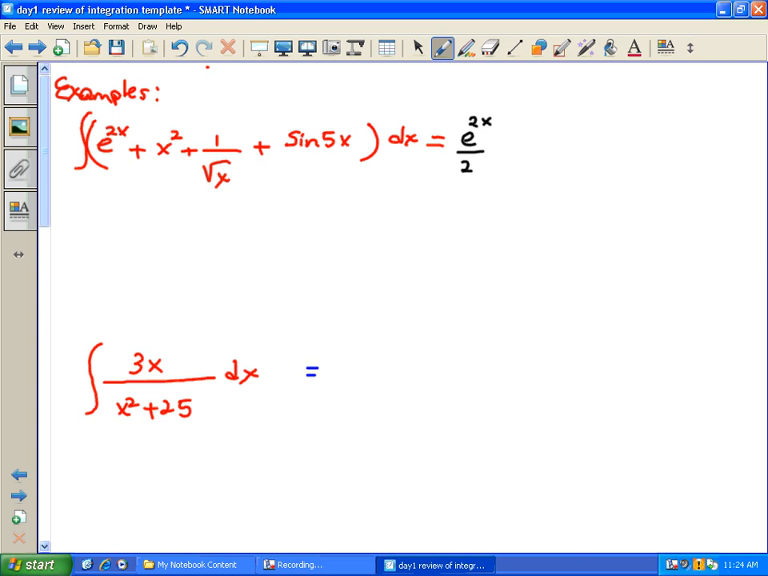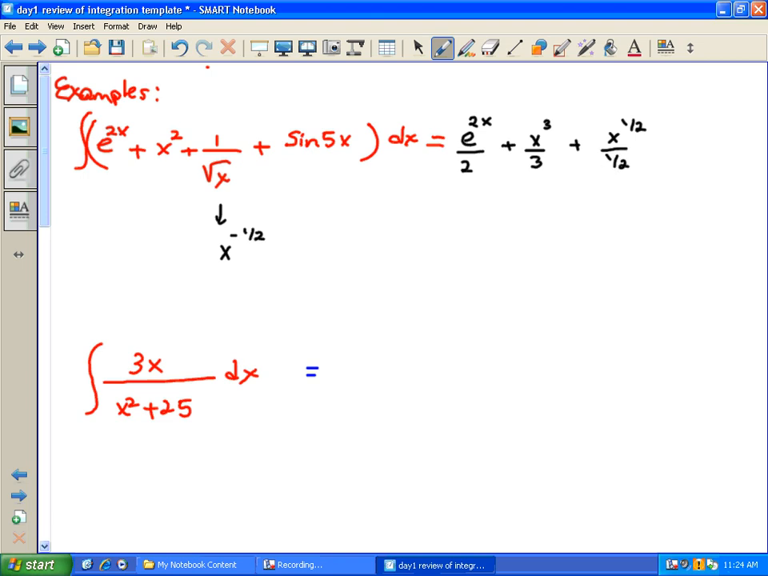The integral of x squared, we learned the simple rule: x to the n plus 1 over n plus 1, right? So that's x to the 3 over 3. Now, 1 over root x, I'm going to begin writing it without a square root. So this is the same as x to the power of negative 1/2. Now, once again, applying the power rule, add 1 and divide by the new power. So you will have x to the 1/2 divided by 1/2.